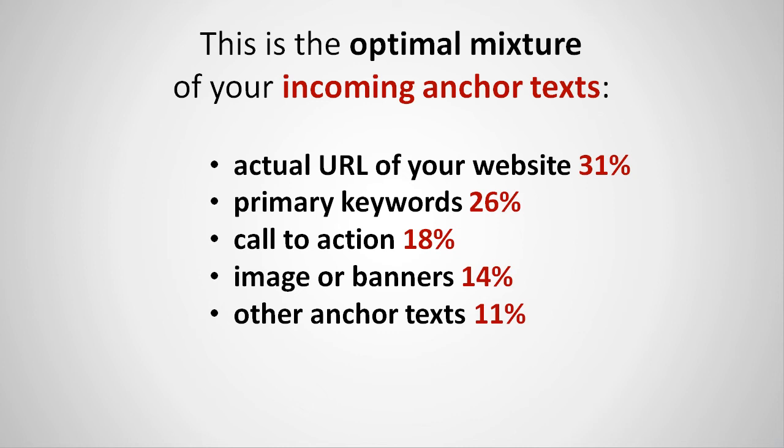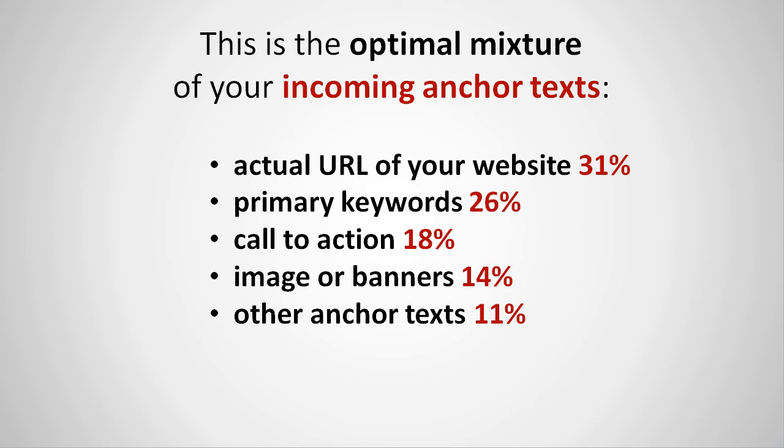Then 26% of your links should use the most important keywords to link to your website, in this case, affordable guitars. Another 18% of your links should be the so-called call to action links, which basically say generic things such as click here and stuff like that. Finally, roughly 14% of your links should come from images or banners or clickable buttons or anything else, which leaves us with 11% of your incoming links for other types of anchor texts.